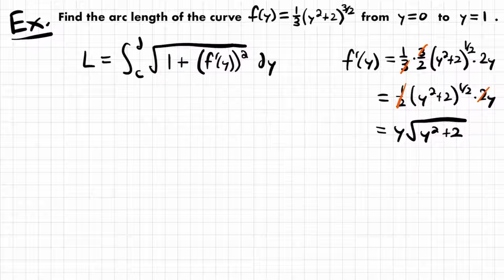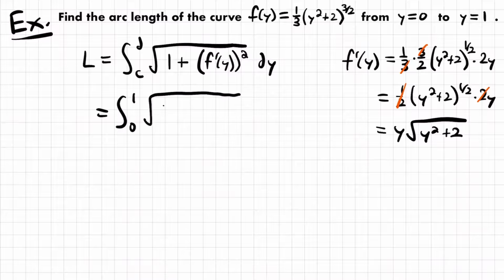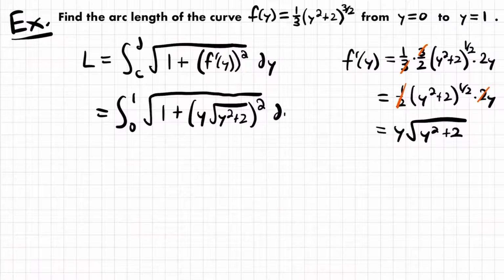And then the only other thing we need to know are our bounds of integration, or what two values of y we are interested in finding the arc length between, which in this case is y equals 0 and y equals 1. And so we'll have that this is equal to the integral from 0 to 1 of the square root of 1 plus our derivative y times the square root of y squared plus 2 squared times dy.